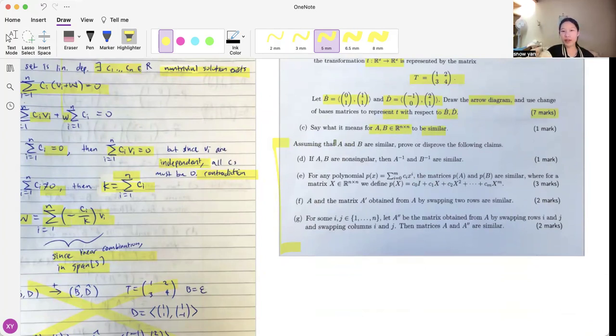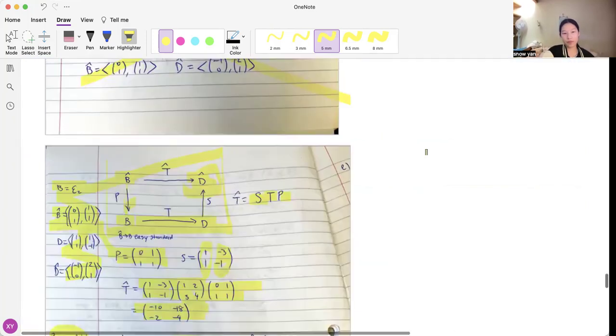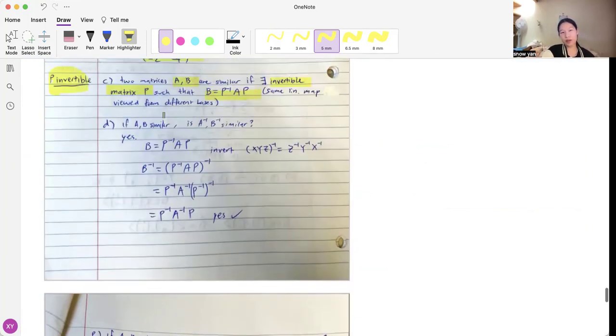Okay, so assuming that A, B are similar, that's our condition for all of them. Prove or disprove the following claims. Indeed, if A, B are non-singular, A inverse and B inverse are similar. Okay, so we're given A, B are similar. So the answer is yes. Why is that the case?